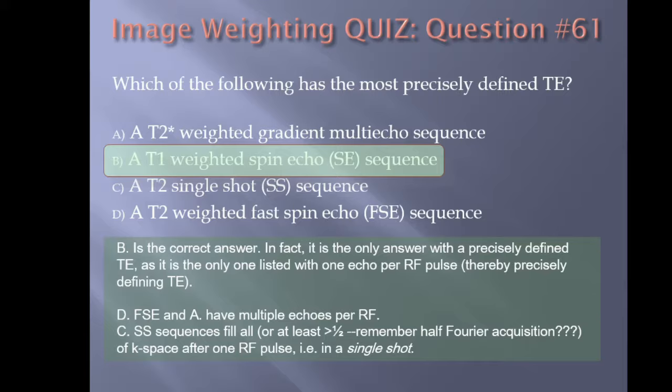Actually, in all the other examples, the TE is not precisely defined. A T2 gradient multi-echo sequence has multiple echoes, so you're going to be using an effective TE value in that. The T2 single shot sequence is tons of echoes. You're actually getting an entire image with one RF pulse, so that's going to have a very poorly defined echo time. And a T2 weighted fast spin echo sequence, again, you're going to have to figure out what your effective TE is amidst that echo train, whether it's just an average or based on where the center of K-space is being filled. Okay. Good.